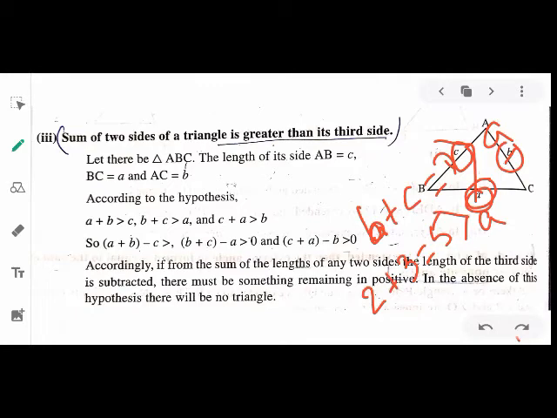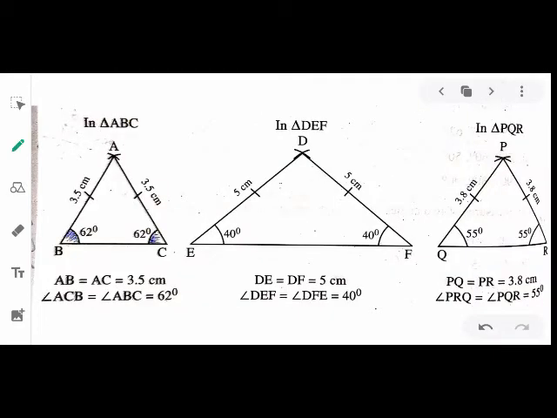As you can see here, A plus B minus C, for example, B plus C minus A is greater than 0, C plus A minus B is greater than 0. Or you can see that A plus B is greater than C, B plus C is greater than A, and C plus A is greater than B. This theorem tells us that the sum of two sides of a triangle is always greater than the third side.